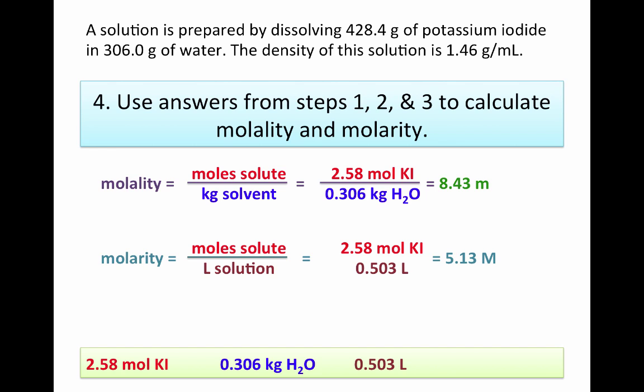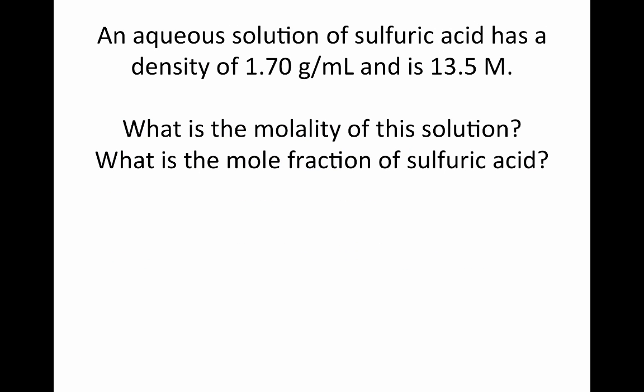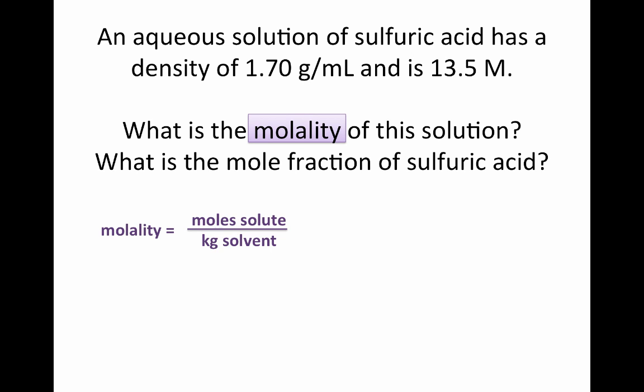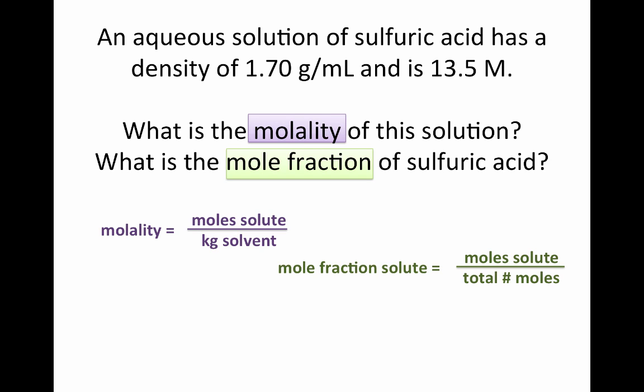Let's take it a little further and do yet another sort of problem in which we calculate different things. Here we're dealing with an aqueous solution of sulfuric acid. We're given the density and the molarity. And what are they asking us to find? Again, that's always step one. Well, we're looking for the molality, which we already know from before is the moles of solute divided by kilograms of solvent. Here they also want us to find the mole fraction of sulfuric acid.